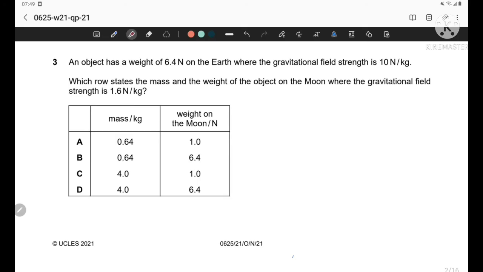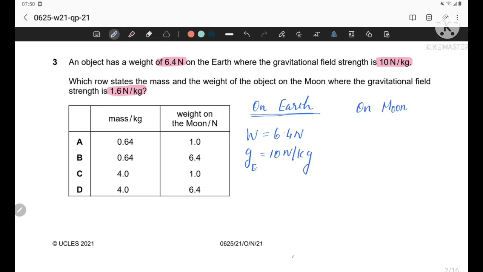Question 3. An object has a weight of 6.4 Newton on the Earth, where the gravitational field strength is 10 Newton per kg. Which row states the mass and the weight of the object on the Moon, where the gravitational field strength is 1.6 Newton per kg? So in this question, the object's weight on Earth is given, that is 6.4 Newton, and the gravitational field strength of Earth is also given, 10 Newton per kg.